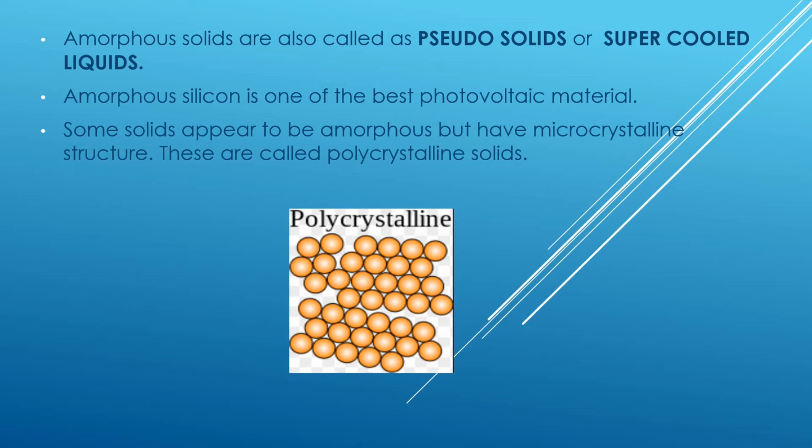Moving on, there's also one point, amorphous silicon. Make a note of it. Amorphous silicon is one of the best photovoltaic materials used for solar panels. It is used for conversion of sunlight into electricity. So, just a few general points. Most solids are usually crystalline in nature, and based on that they are classified further, which I'm going to continue in the next video.